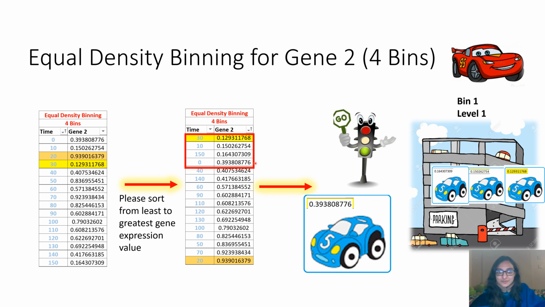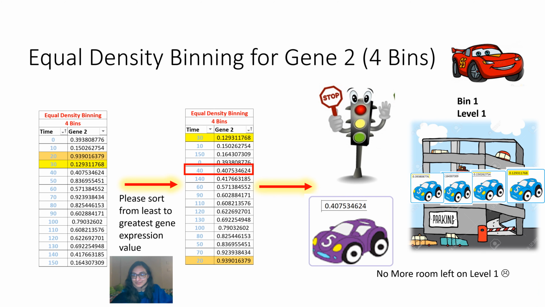And then we have our last one here. This fourth value is also going to be able to just make the cut and make it onto the level. So now we have 4, and we're at capacity.